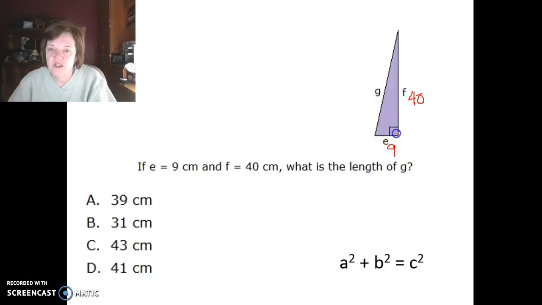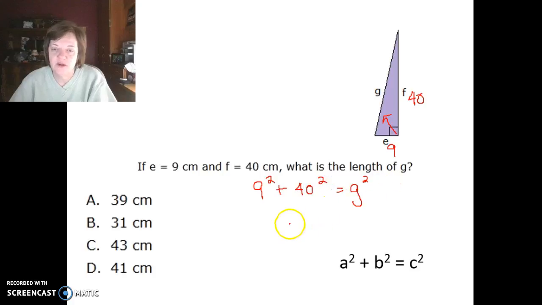Well, G is our hypotenuse. Draw your little arrow if you need to as a reminder. G is our hypotenuse, so it is C. So if G is our C, we can write equals G squared. The other two are A and B. So we'll take our 9 squared plus our 40 squared.